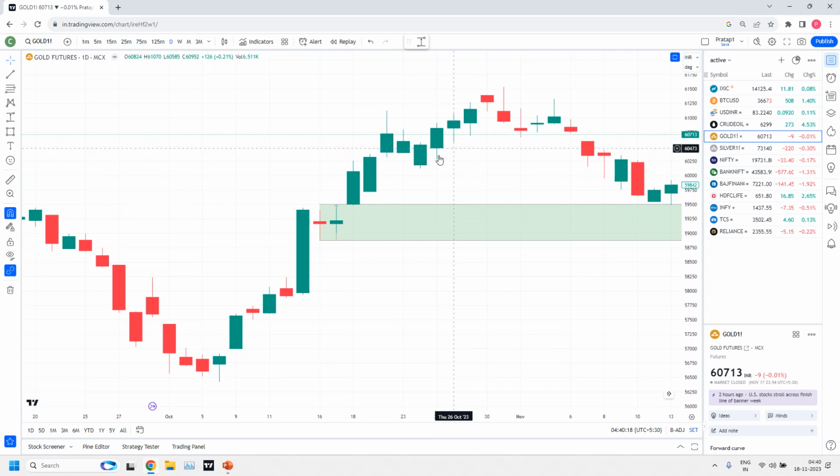Without a zone, all these candles you have to call wicks only. You already learned in our first lesson that every candle has two wicks, an upper wick and a lower wick. So all these are lower wicks. You cannot call them rejections.